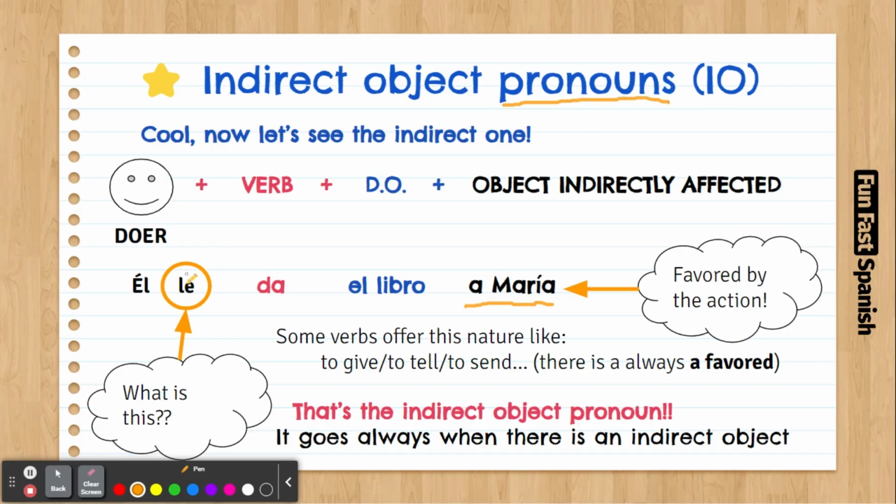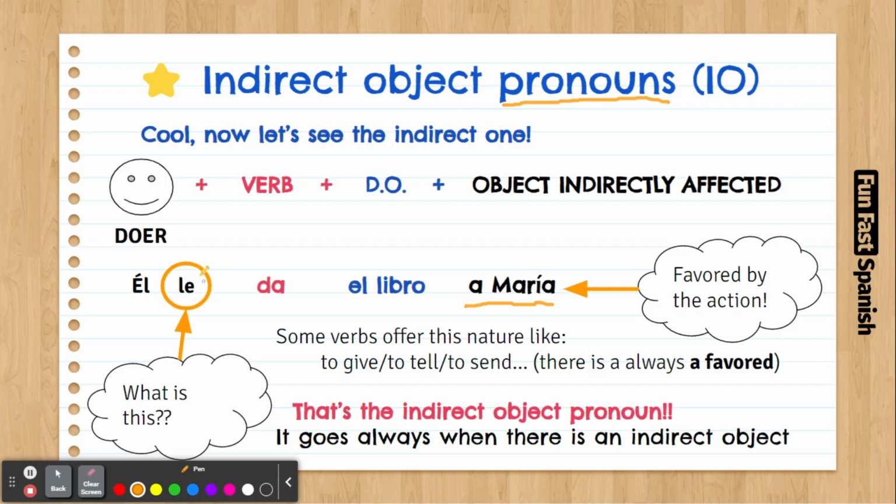Yeah. So I gave her the book or I gave it to her. So this is the her or the him. Yeah. And this le is for the third person. But we also have pronouns for me. She gave me a book. Ella me dio un libro. She gave you a book. Ella te dio un libro. So this could be me if it's me, te if it's you, le if it's her, him, yeah. Us, she gave us a book. Ella nos dio un libro. So this is the indirect object pronoun.